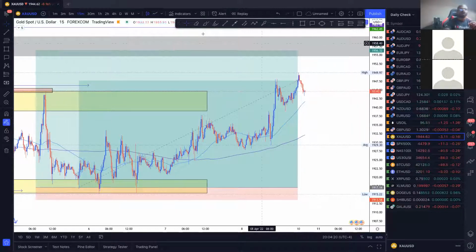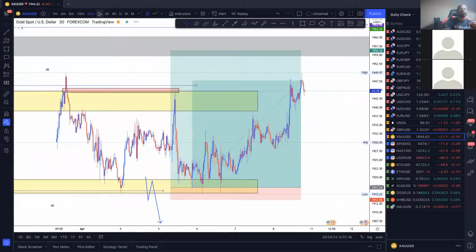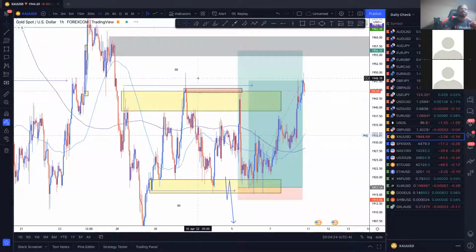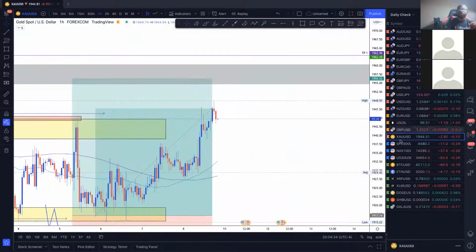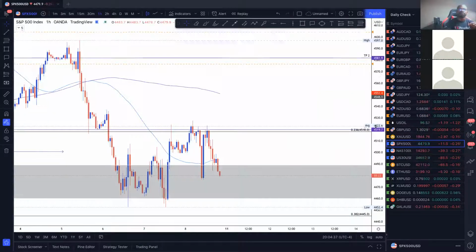So we'll let gold finish playing out before we look for another setup on it. At this point, it looks like we're definitely going to hit that last target area, which is up here by this double top. So we will let that ride. As far as the indices, what are we looking at?